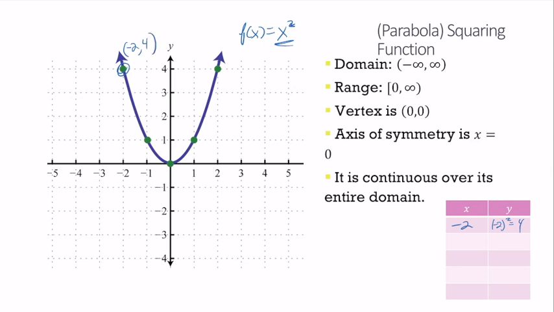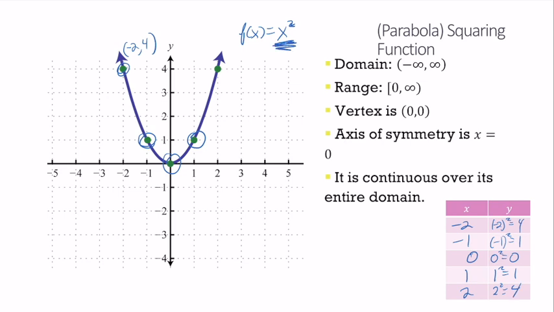If x is -1, I've got -1 squared, which is 1. This point here. If x is 0, I have 0 squared, which is 0. If x is +1, I have 1 squared, which is 1. And if x is +2, I have 2 squared, which is 4. This is our most basic parabola. This would be like the parent function of parabolas.